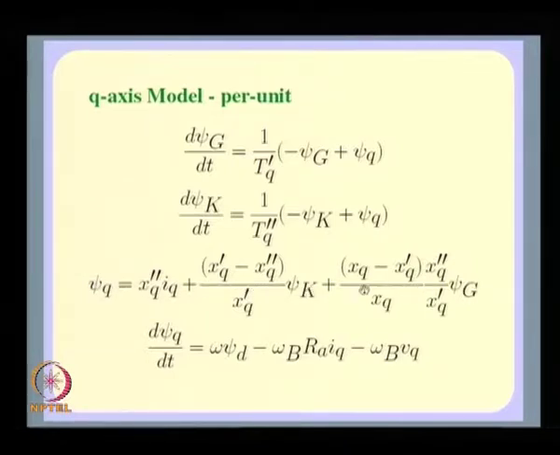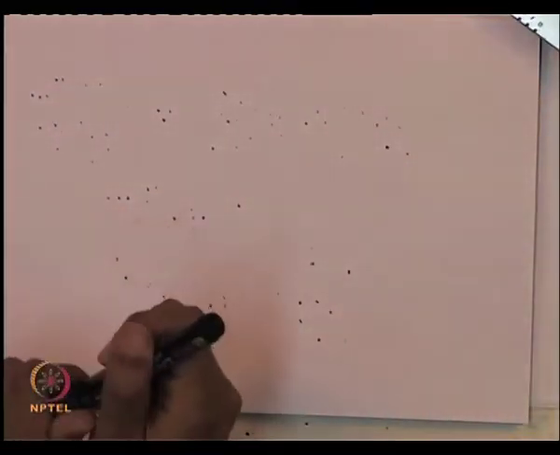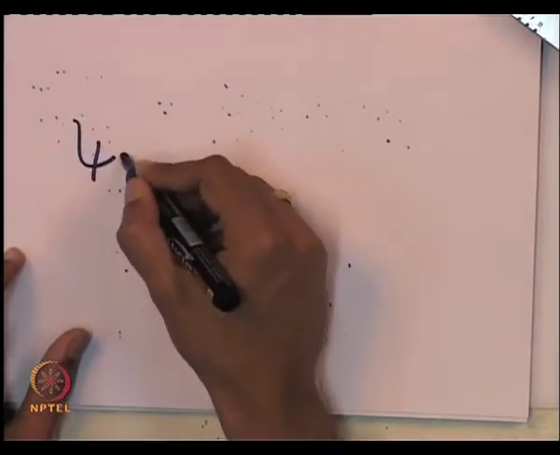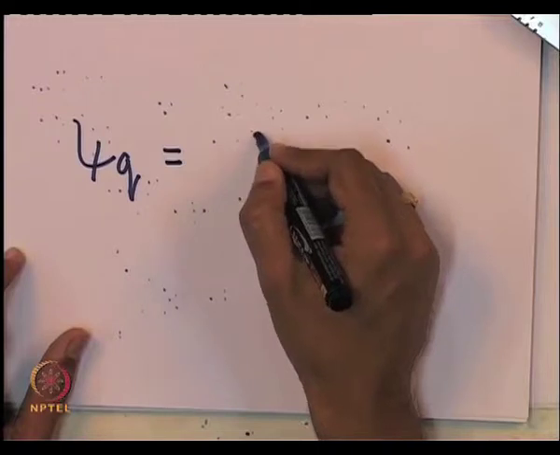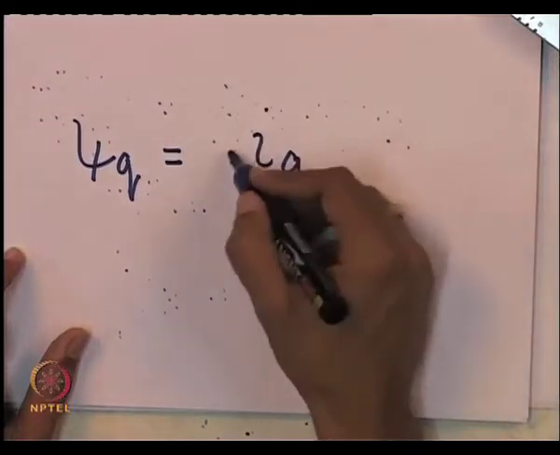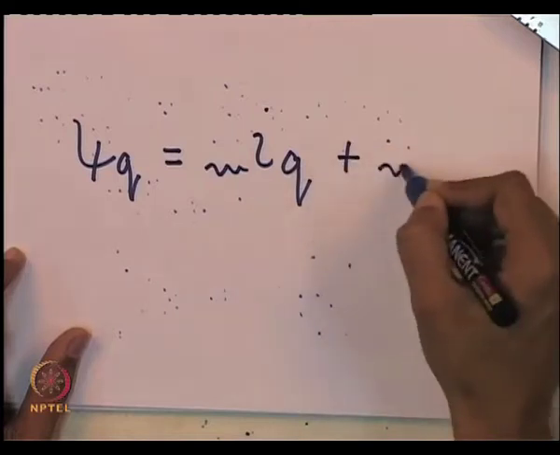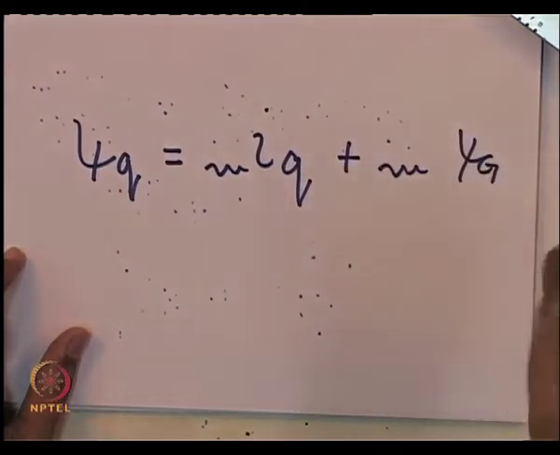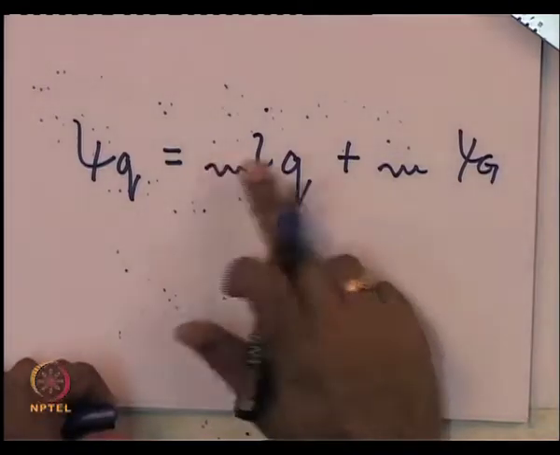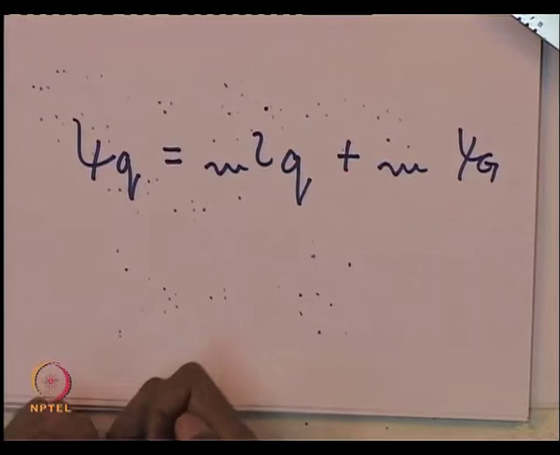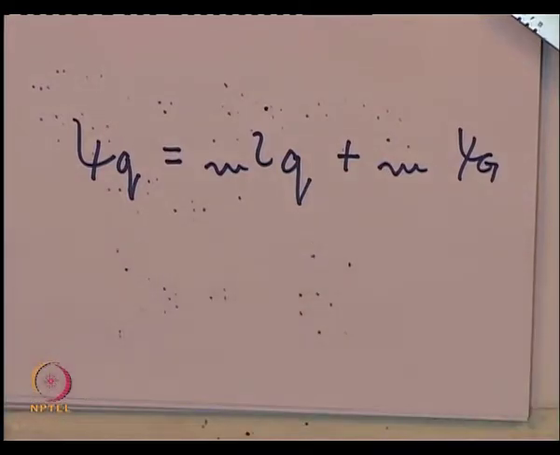So, you can substitute psi k by psi q in this algebraic equation. The third equation is an algebraic equation, and if you do that, you can write psi q as something into I q plus something into psi g. So, the effect of psi k gets subsumed in psi q. Okay. So, what are these coefficients? You can work it out. I will just write down what you get eventually.